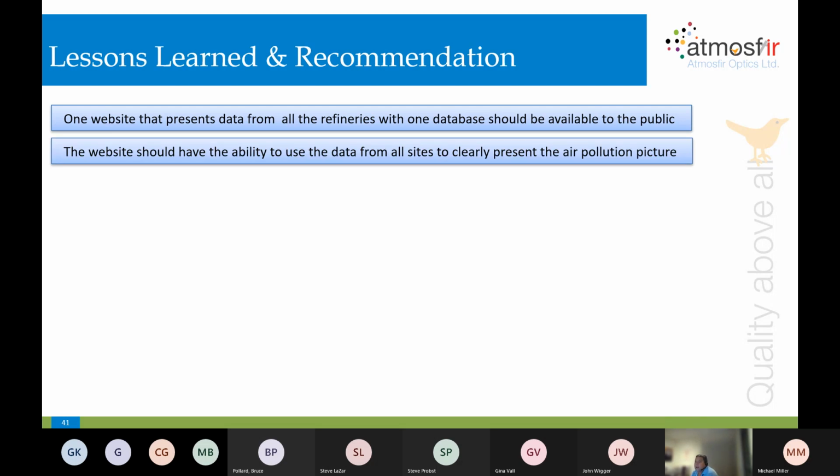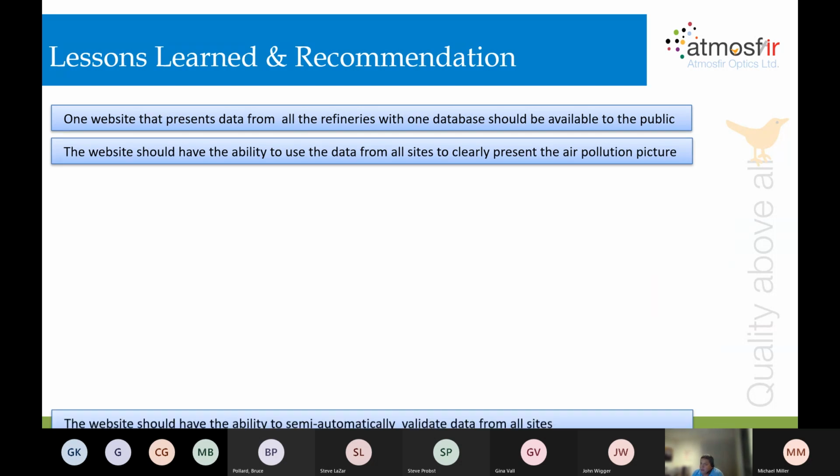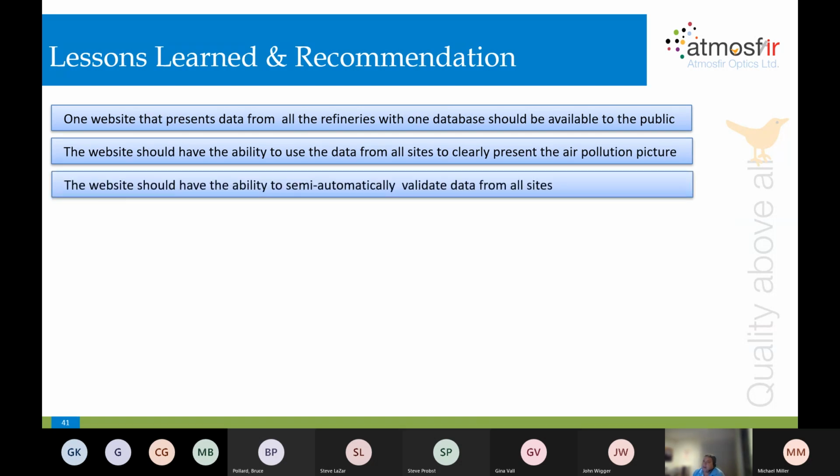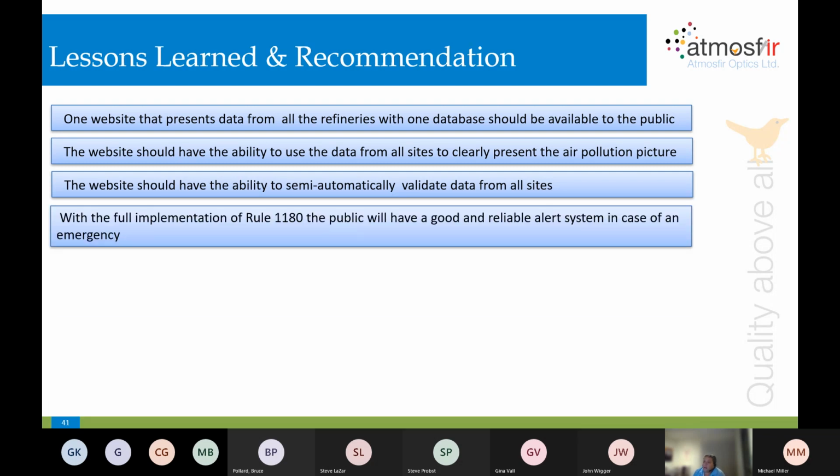The website should have the ability to use the data from all sites to clearly present the pollution picture. The website should have the ability to semi-automatically validate the data from all sites. We don't want wrong reporting. With the full implementation of Rule 1180, I think that the people now near the refinery can sleep better. They got a reliable alert system in case of emergency.